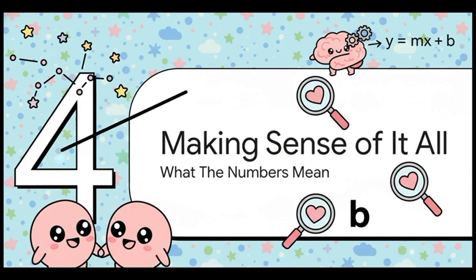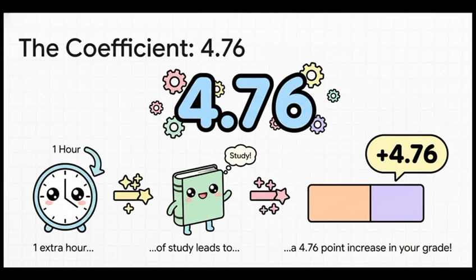Okay, we have the equation. We built the machine. Awesome. But what do these numbers actually mean? Because that's where the real power is, understanding what this thing is telling us about the world. So that first number, 4.76, that's the engine of our model. It's telling us the precise value of 1 hour of studying. According to our data, for every single additional hour a student hits the books, their grade is predicted to climb by 4.76 points. That's the payoff.